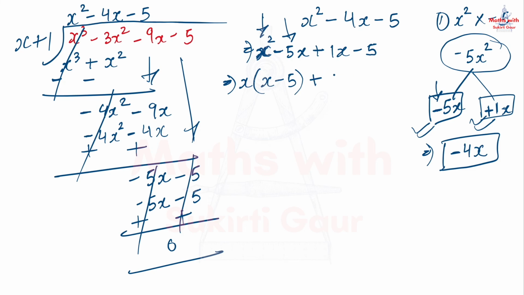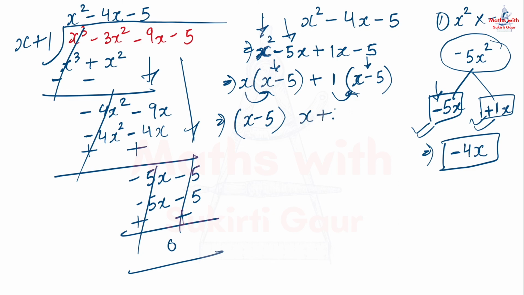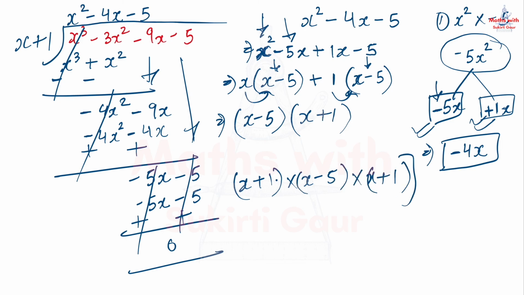Now from the last two terms, we'll be taking out plus 1 only, because that's how we will be getting x minus 5 inside. We want these two brackets to be same. That's how we know that we are doing everything correctly. Now x minus 5 we will be getting in common here, from both of them, and we will be left with x plus 1 inside, right? So we are done with finding out all the factors. x plus 1 was our first one, then x minus 5 and x plus 1 again. These are all the factors of this cubic polynomial.